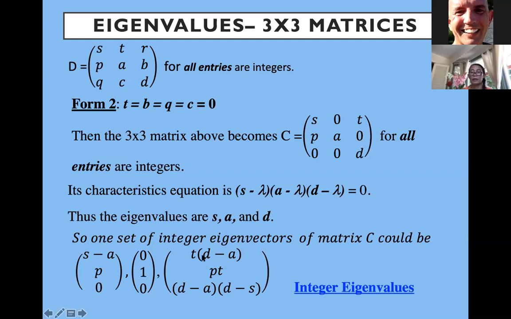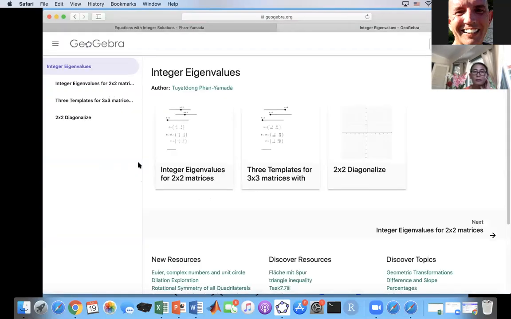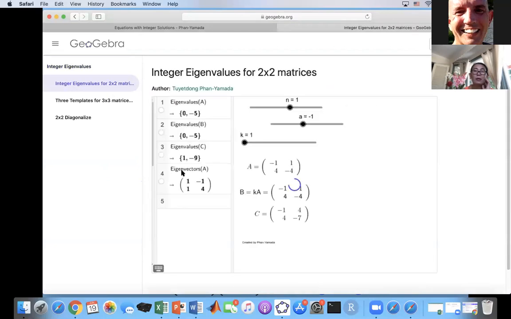So here is my app for integer eigenvalue right here, and you click on this. This one is a little bit hard to read because it works only on the CAD version of GeoGebra, so I cannot do it on my desktop. It doesn't have this version, so I have to use online. That's why the setup is kind of hard to read right here.